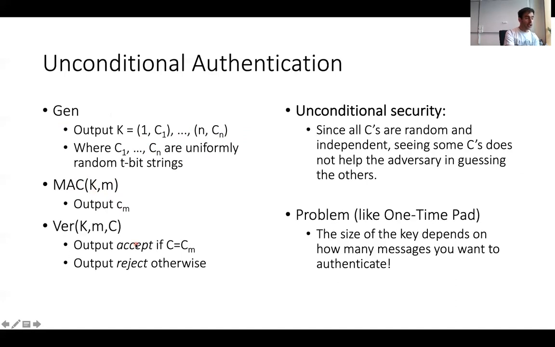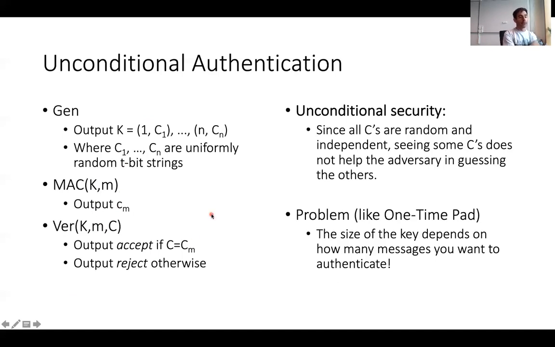The verification algorithm is similarly very simple. It takes as input the key, which is this table, the message, and the code, and it checks whether this code is the right one, meaning that it's the one in the table indexed by the message M. If they're the same, it outputs accept. If they're different, it outputs reject. So it's clear that if you send the right MAC, the algorithm will accept, because it's the same value in the table of the sender and the receiver.